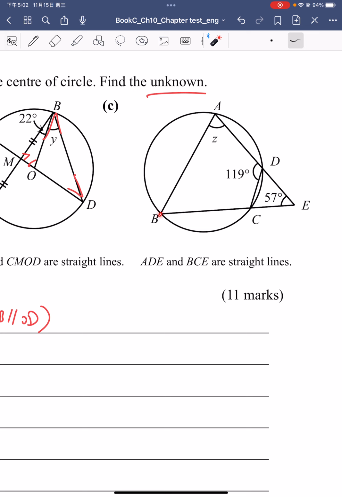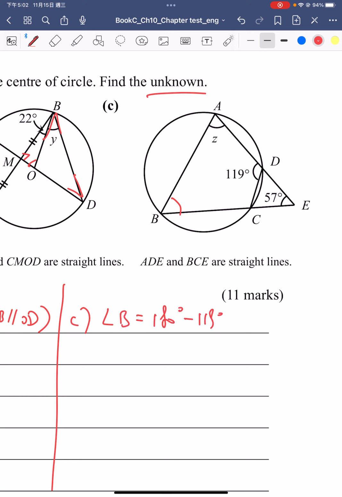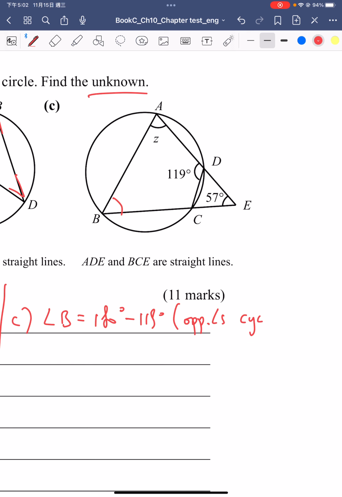So for this angle, we can consider this cyclic quadrilateral. So this angle is actually the opposite angle of this 119. So we can say these two added together is equal to 180. Then first of all, we can find out what is B. So I just write it here for part C. Angle B is equal to 180 degrees minus 119 by using the opposite angles of a cyclic quadrilateral. So angle B is equal to 180 minus 119, giving you 61 degrees.